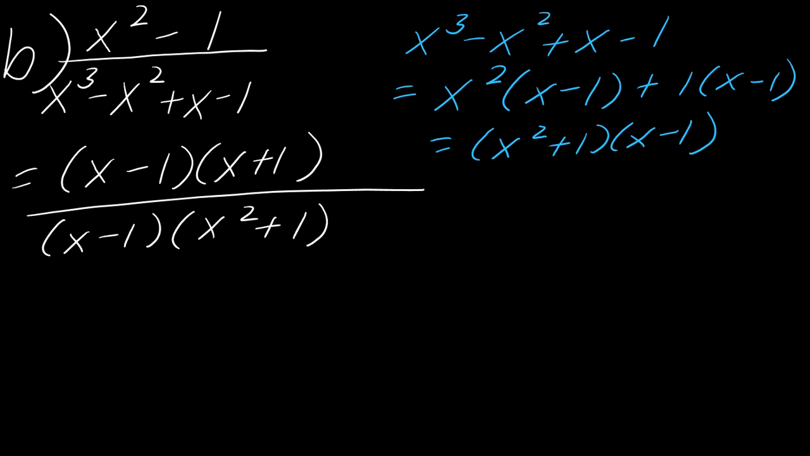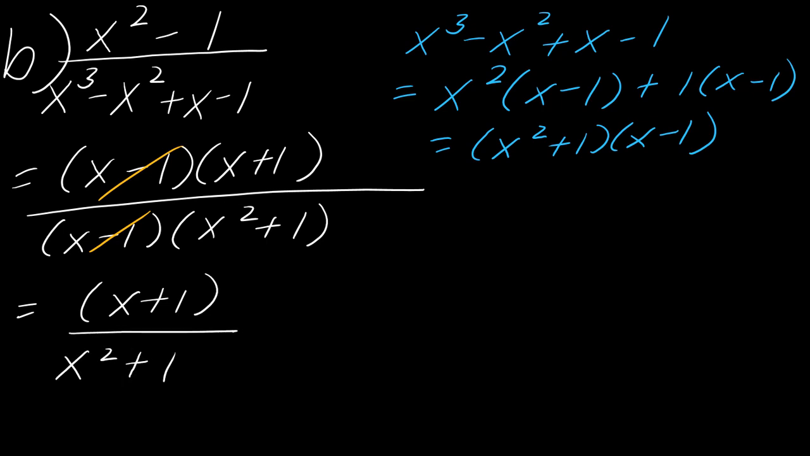And now I can see that I can cancel these out. So this will cancel out with the x minus 1's, and I'm left with x plus 1 and x squared plus 1. And this cannot cancel out any farther. These are not common factors. I can't factor any farther, so we're good to go.